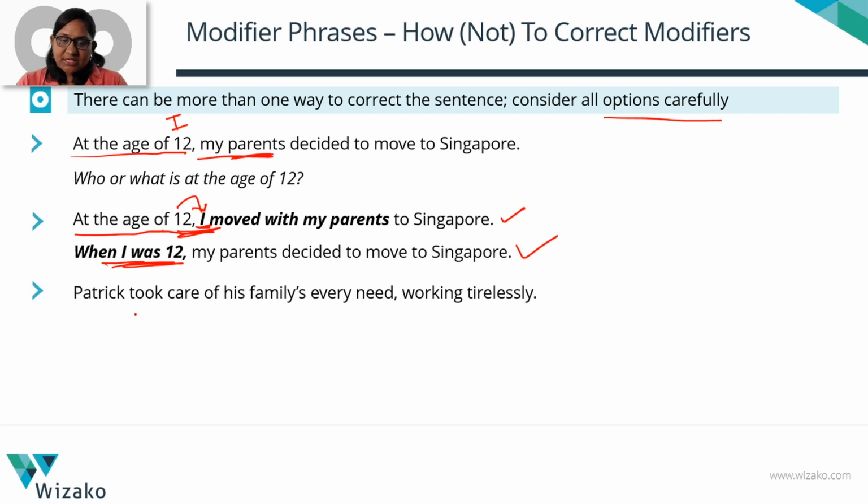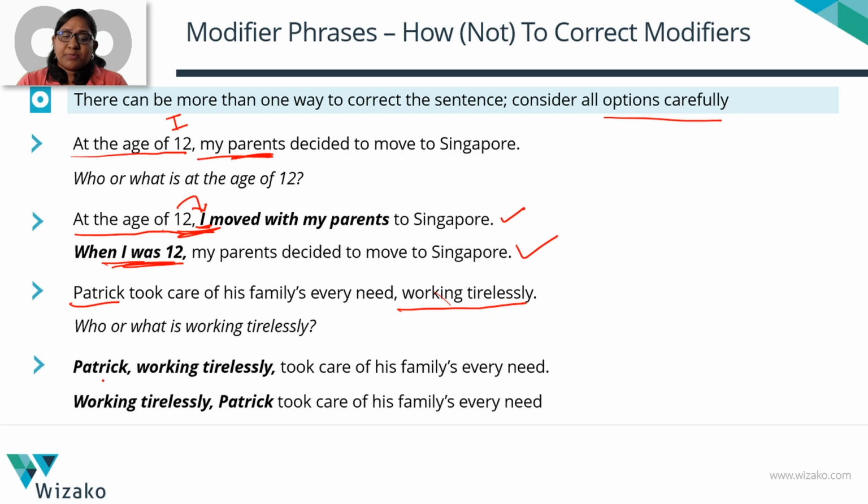One more thing. Let's take care of this sentence. Patrick took care of his family's every need, working tirelessly. What's your modifier? Working tirelessly. Who or what is working tirelessly? Patrick. So you clearly have a misplaced modifier error. Patrick is at the beginning of the sentence. Working tirelessly is at the end of the sentence. So working tirelessly and Patrick need to be placed next to each other. How can you correct it?